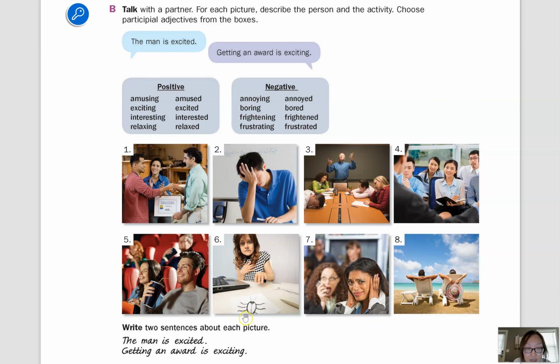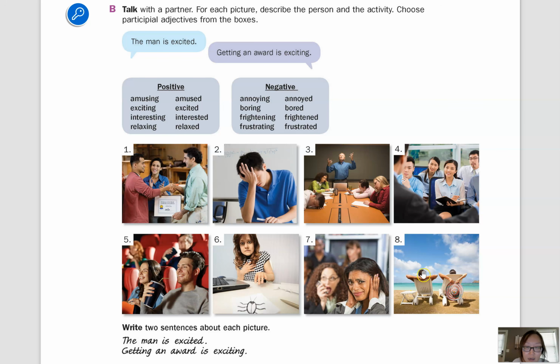Okay, and then number 7, we can say the woman is annoyed. And we can see another woman talking on the phone. So we can say the other woman on the phone is annoying. So again, in this case, we are talking about a person, but she feels annoyed at this woman who is annoying. Okay, so the woman on the phone is annoying.